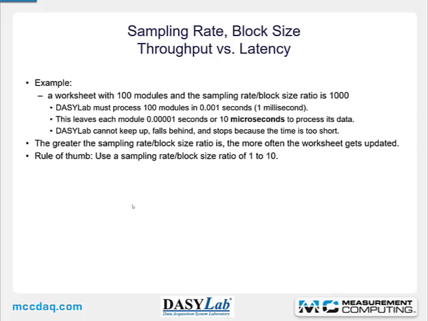We want you to use a sampling rate to block size ratio of 1 to 10. We want the worksheet to update typically no more than 10 times a second. Now, there's some flex in there. It's going to depend on your PC and what else you're doing. You may find that you are happy with 1 to 1 because you're doing temperature. You may be happy that you can do 1 to 25. That may be fine. That's going to be something that you're going to have to test.